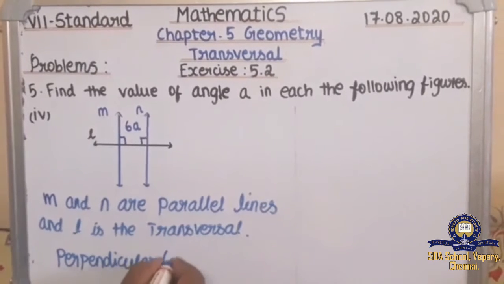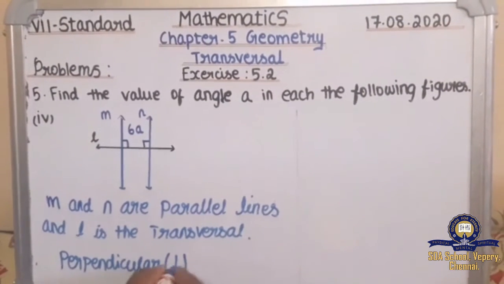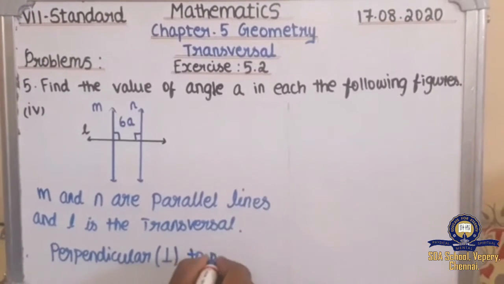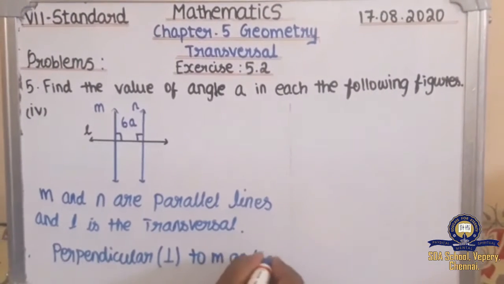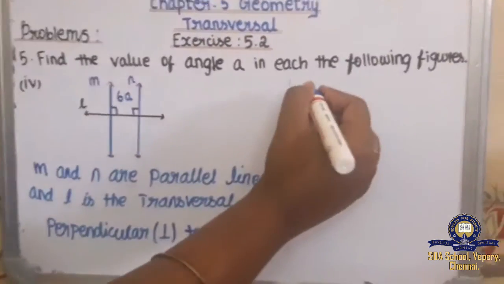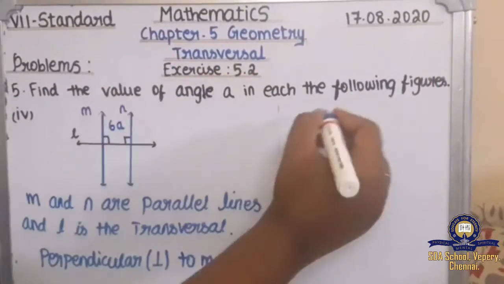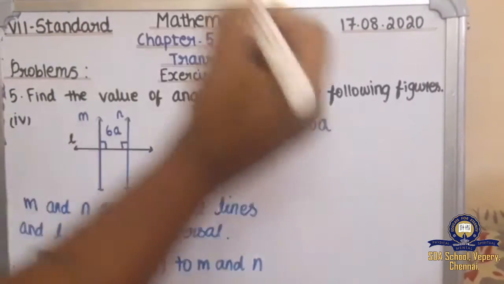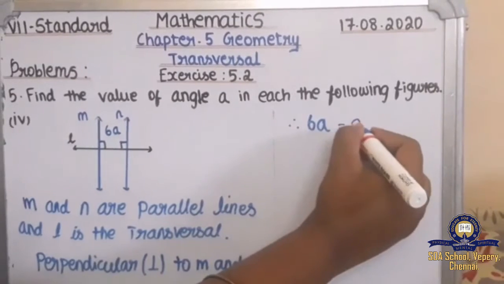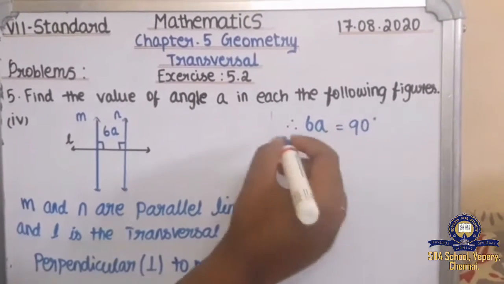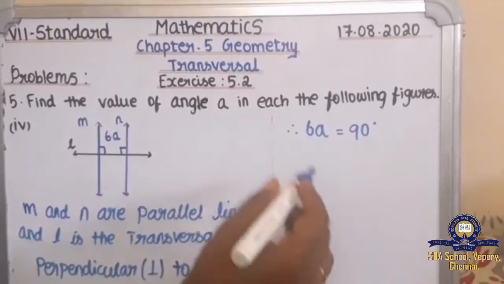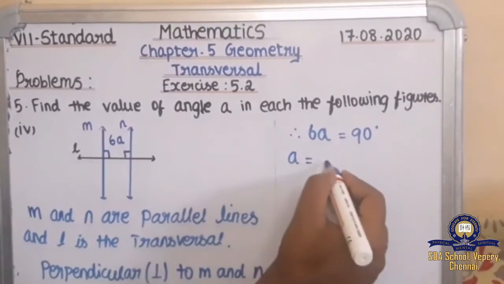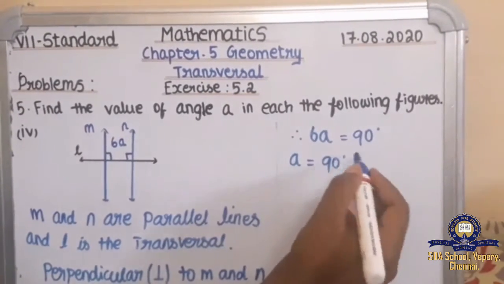We can also denote the symbol of perpendicular by this. Perpendicular to the lines M and N. Therefore, what is the angle given here? 6a is perpendicular, so perpendicular means 90 degrees. Therefore, 6a is equal to 90 degrees. We need to find the angle A. So, keep A here and 90 degrees.